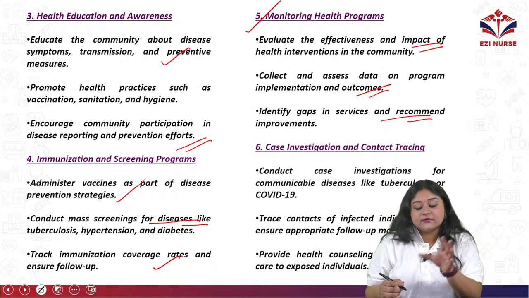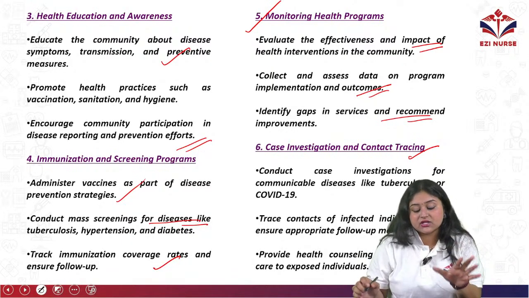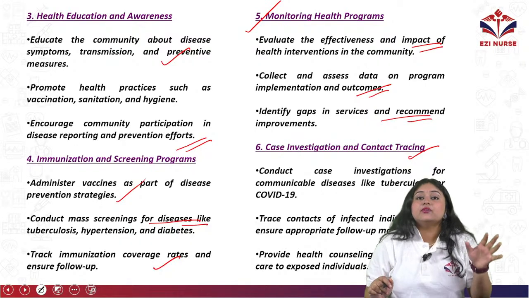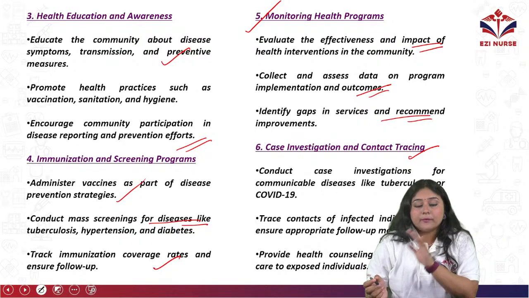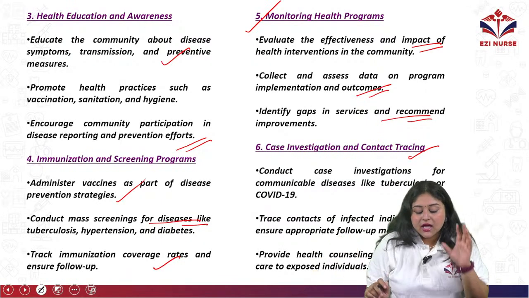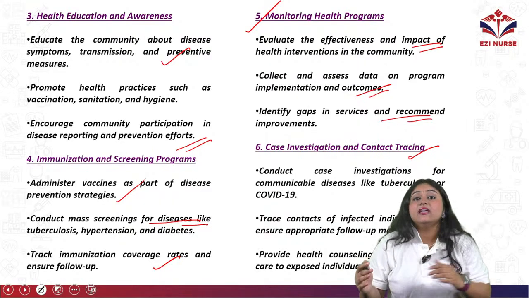Next one is case investigation and contact tracing. For that we have to conduct case investigations for communicable diseases, as an example COVID-19. Then we have to trace the contacts of infected individuals and ensure the proper follow-up, quarantine as well as isolation or shifting the patient to the hospital. Then also we have to provide health counseling and preventive care to the exposed individuals.